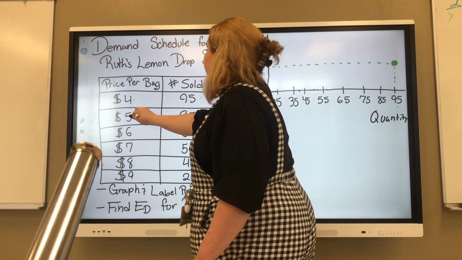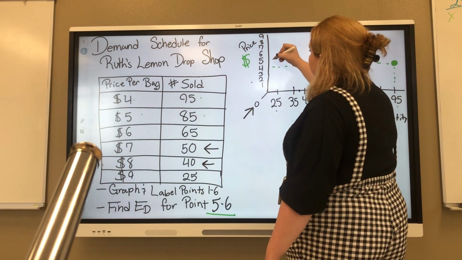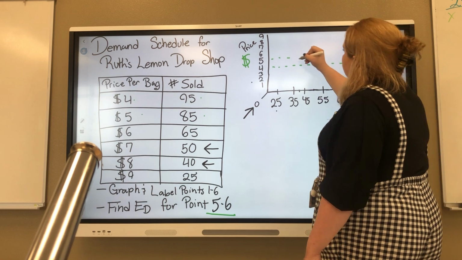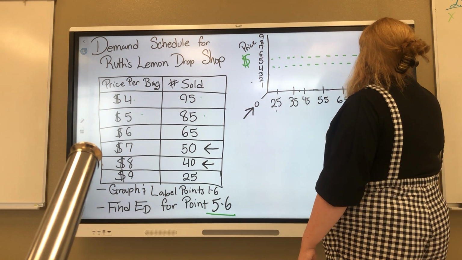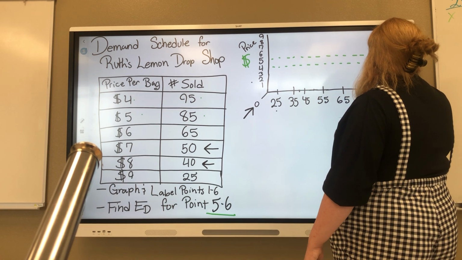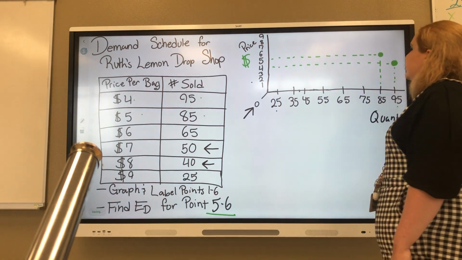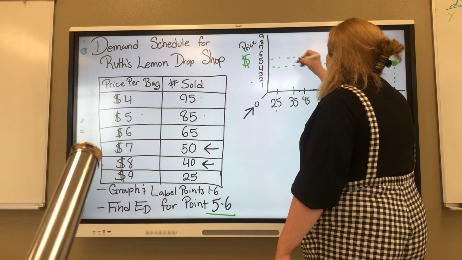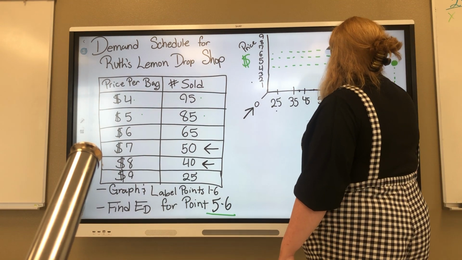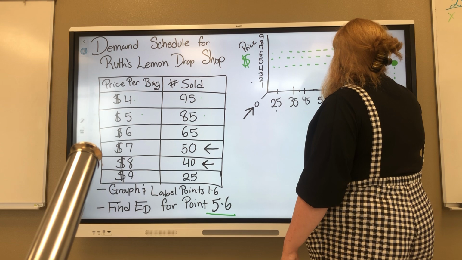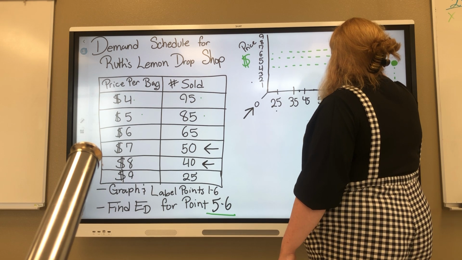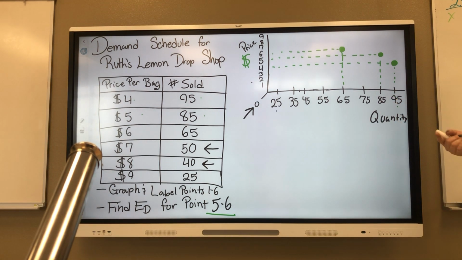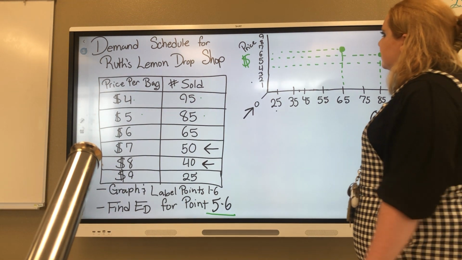Okay? We know at $5, we're selling 85 of them. So we go right up to $5, go over to 85. We're going to keep those lines going till they connect. Boom. Okay, and you keep going. So at $6, we're selling 65. Now you guys will notice I'm making these dots stupid big because I don't want to lose them.